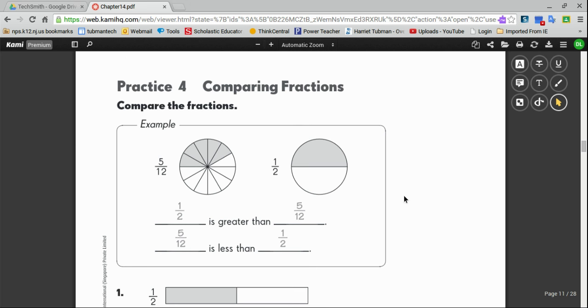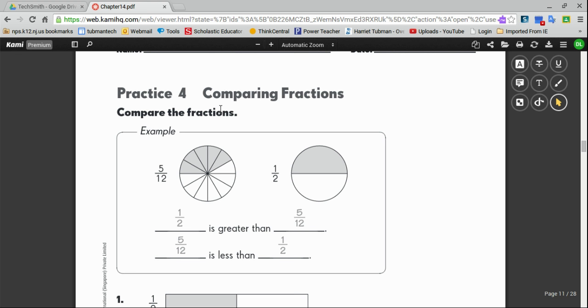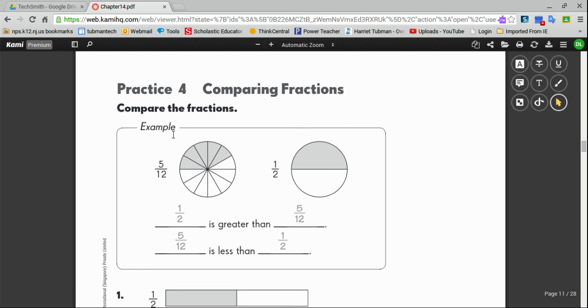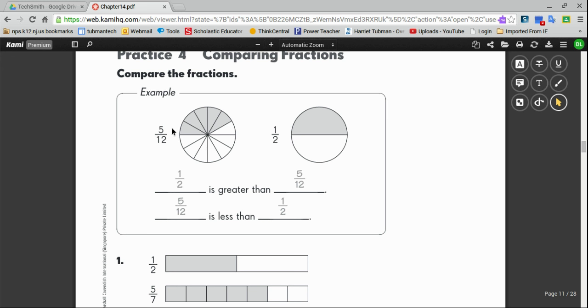This is page 101, practice 4, comparing fractions. Compare the fractions. Let's look at our example right now. Here we have 5 over 12, and here we have 1 over 2, or 1/2. And if we look at our picture, 5 over 12 is right over there, and 1/2 is this area that's shaded in on the top, right over there.